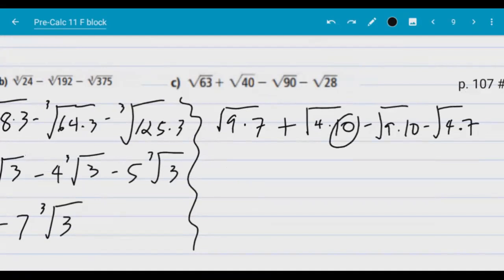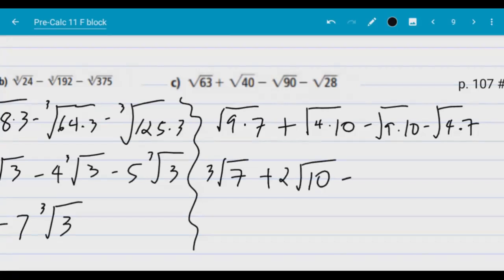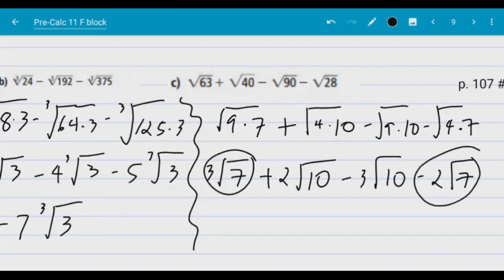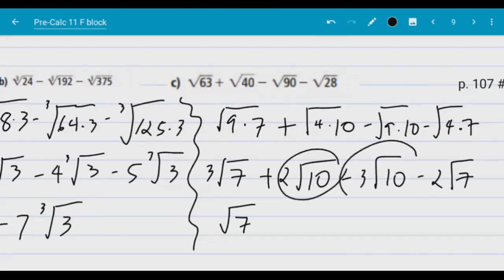So let's simplify. Let's say root of 9 times 7 would be 3 root of 7. 4 root of 10 would be plus 2 root of 10. Negative 9 root of 10 would be minus 3 root of 10. While minus root of 4 times 7 would be minus 2 root of 7. Okay. So which ones are the like terms? This and this. Yeah. So 3 minus 2 would be root of 7. Okay. 2 root of 10 minus 3 root of 10 would be negative root of 10.